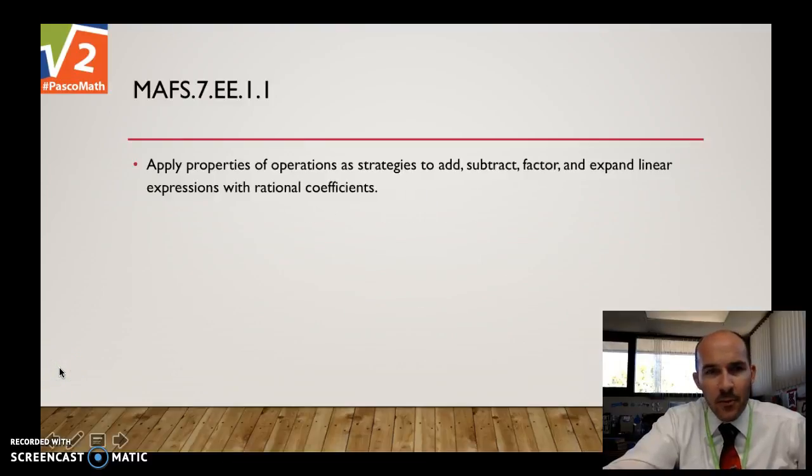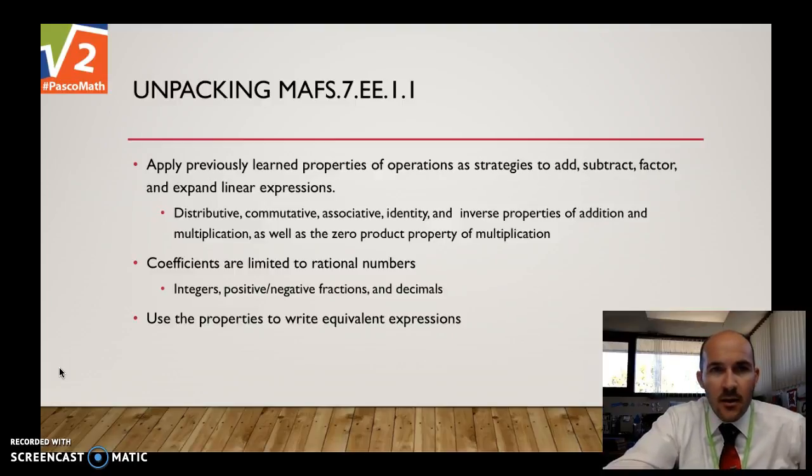So 7.EE.1.1 is apply properties of operations as strategies to add, subtract, factor, and expand linear expressions with rational coefficients. So it's pretty straightforward. Unpacking it, they need to apply previously learned properties of operations as strategies to add, subtract, factor, and expand linear expressions. So again, that coherence piece, and so they know a lot of these properties already from prior grades with working with whole numbers, and now we are going to use it on linear expressions.